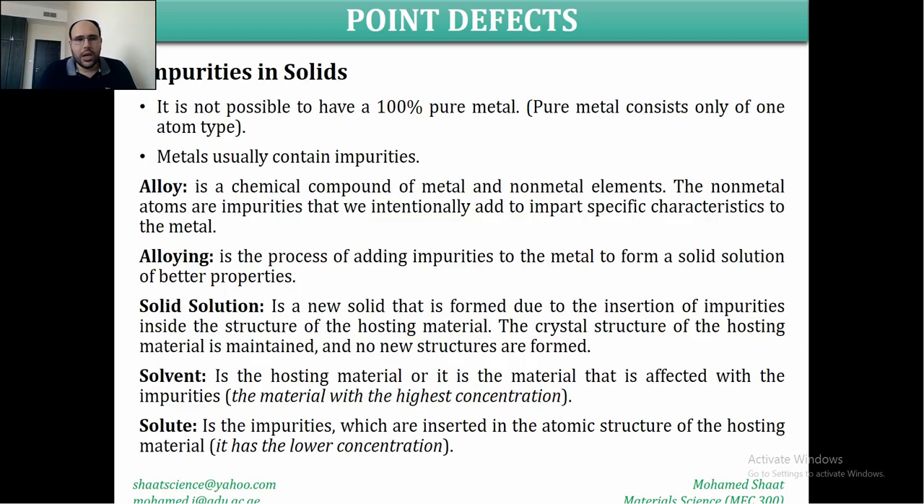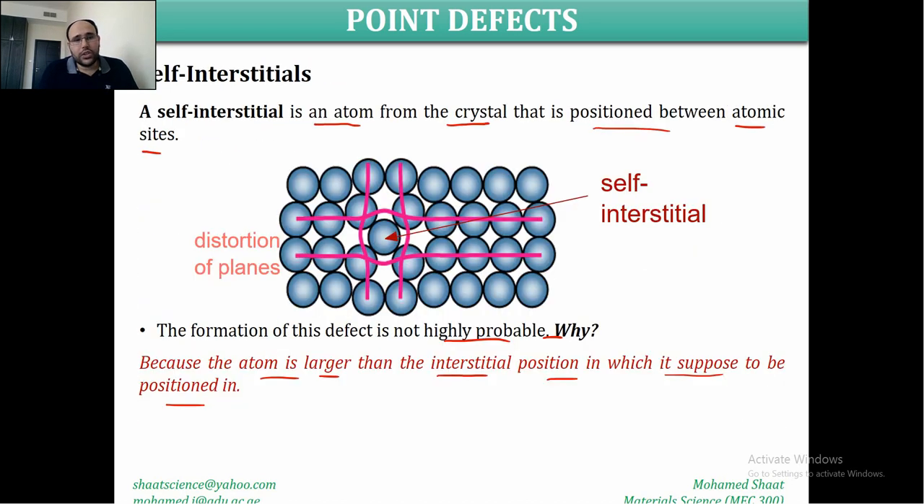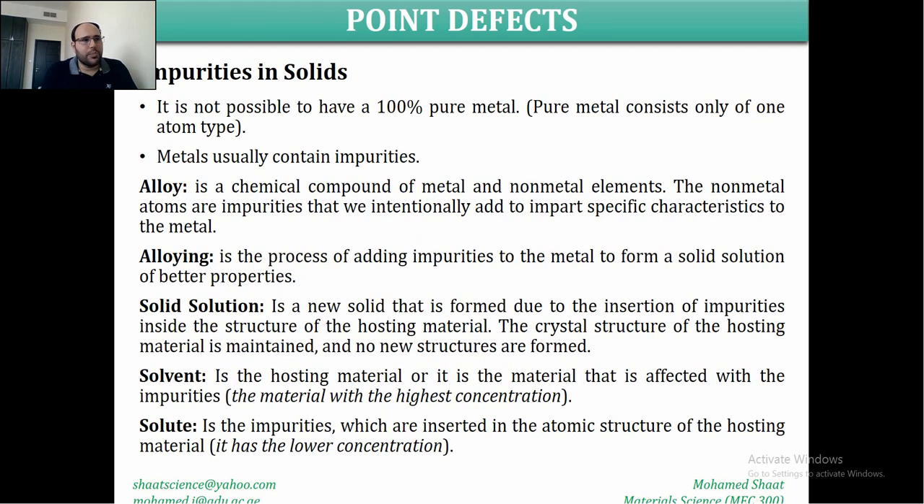Make sense? So since we are talking about interstitials, this brings us to impurities in solids and alloying. We discussed before what an alloy is. An alloy is a chemical compound of metal and non-metal. An alloy is mainly a metal with some impurities. So again, the alloy is a metal material.